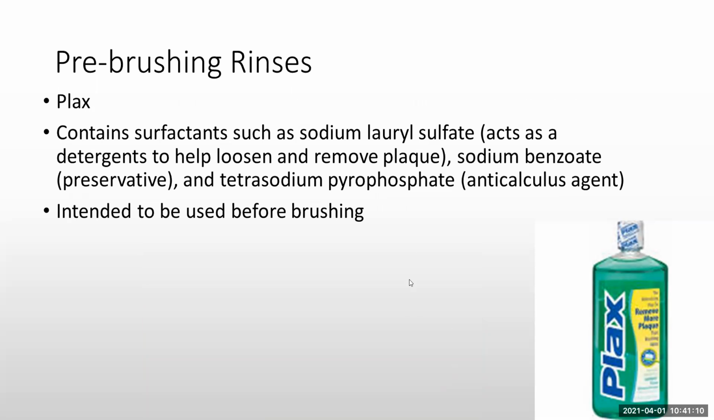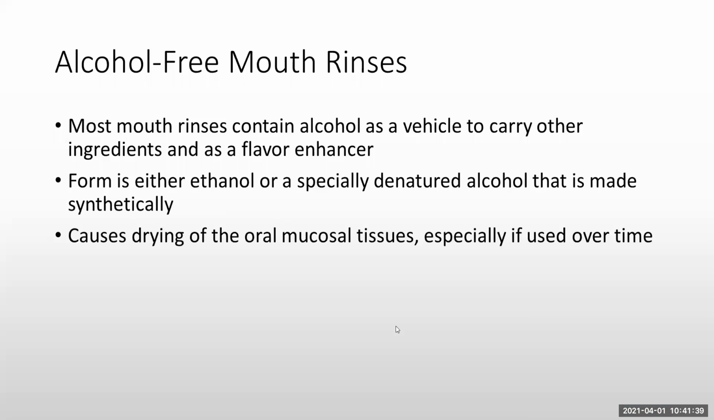Pre-brushing rinses have surfactants in them, sodium lauryl sulfate, which acts as a detergent, and it makes the teeth slick. It's indicated to be used before brushing. Some patients swear by this, and it's hard to find now. You have to go on Amazon to find it because it really hasn't been shown to have any real benefit. It's similar to using mouthwash. Okay, sodium lauryl sulfate is what makes everything bubble in our soaps and detergents.